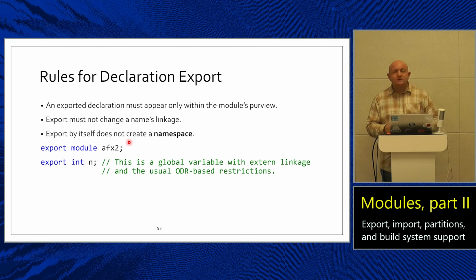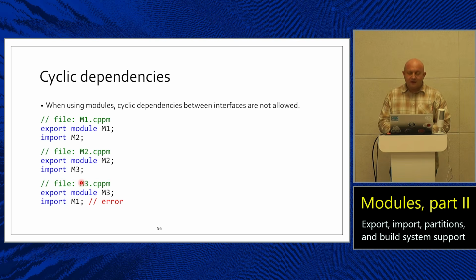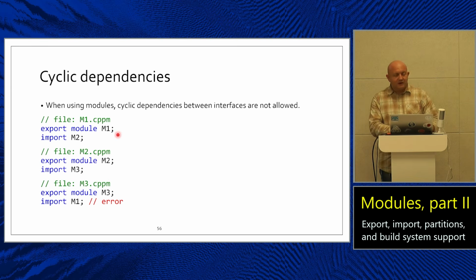So, if you export a variable, it simply becomes a global symbol that's visible outside the module and follows all the usual one definition rule restrictions. This is a simple global variable, nothing more, nothing less. And here's some good news. The compiler simply forbids cyclic dependencies between module interfaces. If you have one module like M1 importing another and eventually the chain loops back, that's an error.